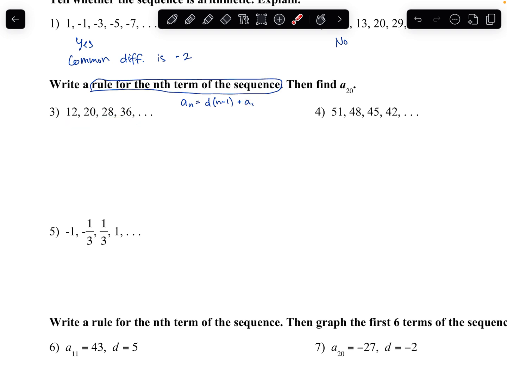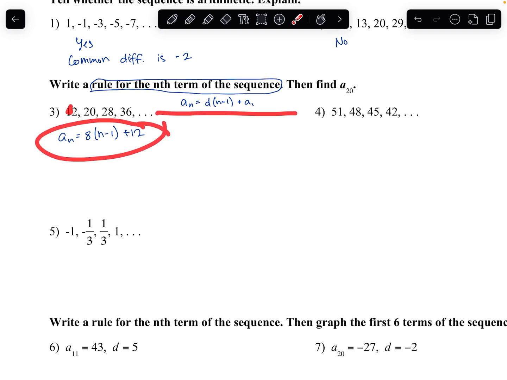So first of all, I'm just going to find the pattern. 12 to 20, that's an increase by 8. 20 to 28, increase by 8. 28 to 36, increase by 8. So when I write the rule, a sub n is going to be equal to 8 times n minus 1, plus the first term, which is 12. And there you go, you have the rule. And this rule can be used to help you find any other term in the sequence.